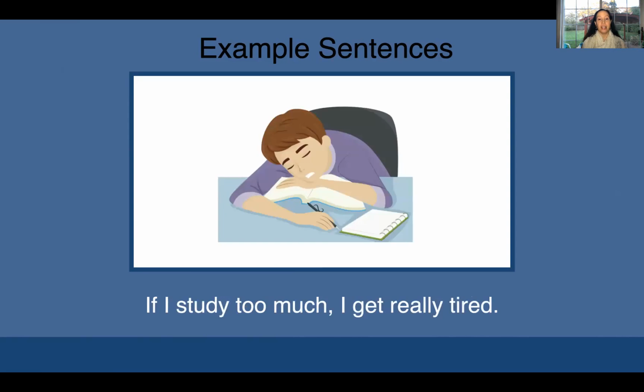If I study too much, I get really tired. If you study too much, do you get really tired? Do you feel that's a scientific fact? If it is, it's a zero conditional because it's true.